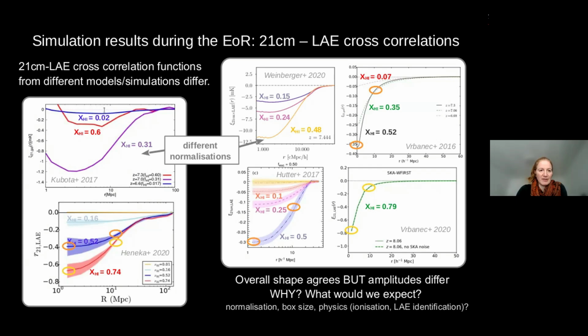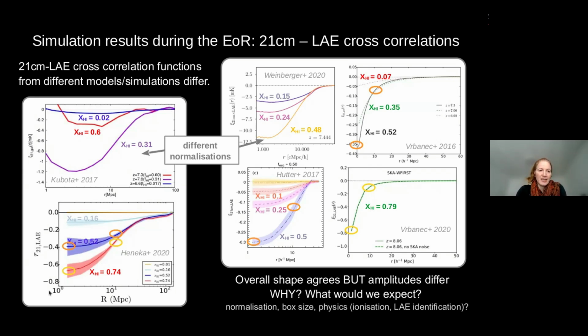So if you look here at the results from Kubota 2017, Henniger 2020, Weinberger 2020, Ranbeck, they all use kind of different simulations and reionization schemes or radiative transfer. But they all roughly find a similar shape. So you have the anti-correlation on small scales and the non-correlation on larger scales. But if you look now in detail, then you will start finding differences.